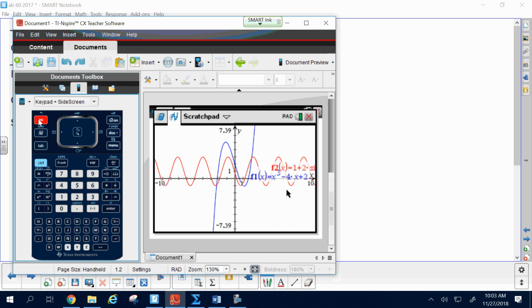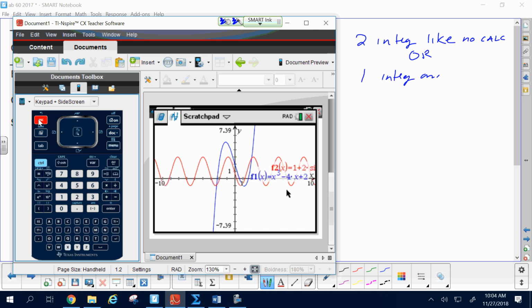All right. So it looks like I have 2 regions. And I could, like I do by hand, write 2 intervals, one for the different upper minus lower cases. But when you have a calculator in your hand, you can do it in one by using absolute value. So you could go 2 integrals like no calculator, or you could do it with 1 integral and absolute value.